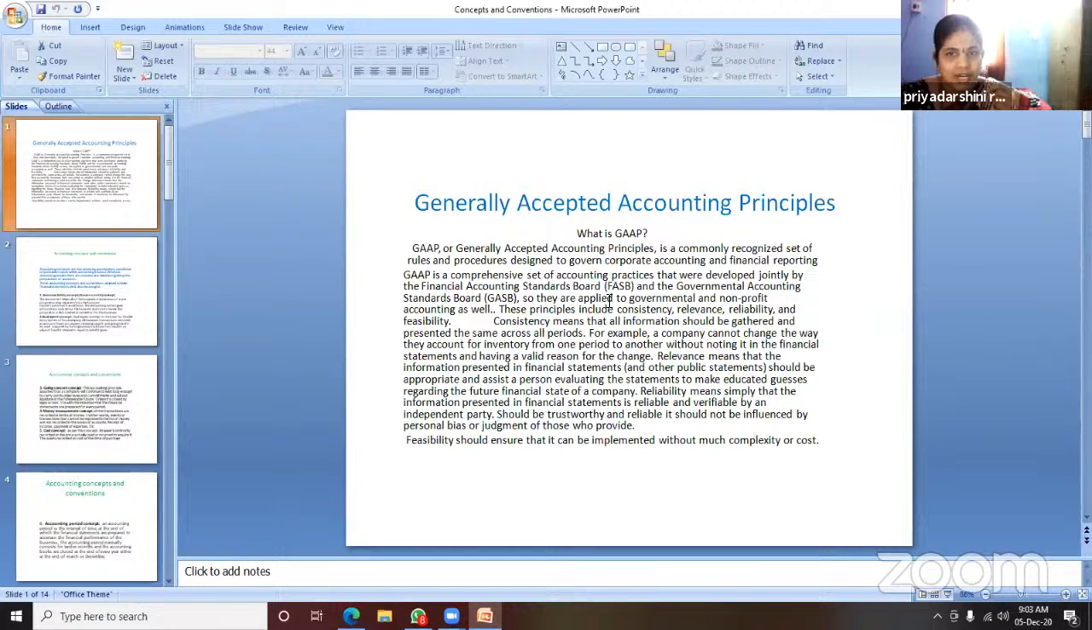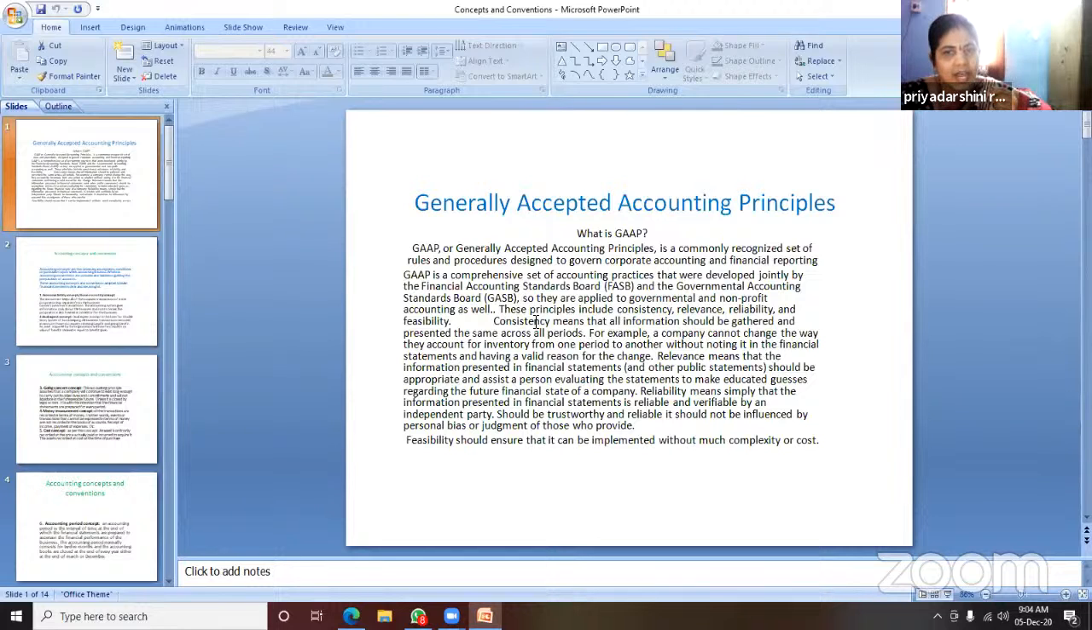Both the Financial Accounting Standards Board and the Governmental Accounting Standards Board, together, have referred to these accounting principles. So they are applied to governmental as well as non-governmental, non-profit accounting as well. So when does something become a principle? When it is accepted by all, when it has a specific reason to prove it. Hence, these rules are proved and accepted.